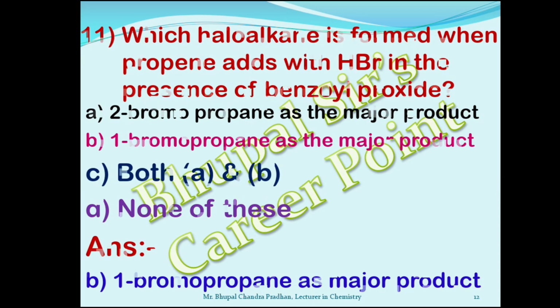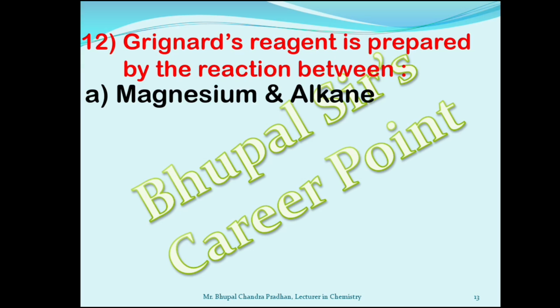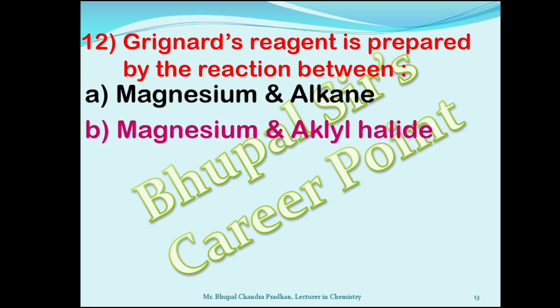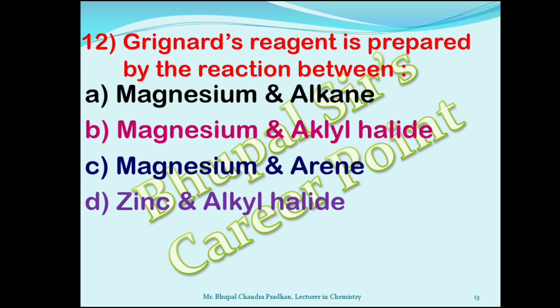Now let us come to the next question, that is question number 12. Grignard's reagent is prepared by the reaction between magnesium and alkane, magnesium and alkyl halide, magnesium and arene, or zinc and alkyl halides. How is Grignard's reagent, that is RMgX, formed? Try to give the answer.